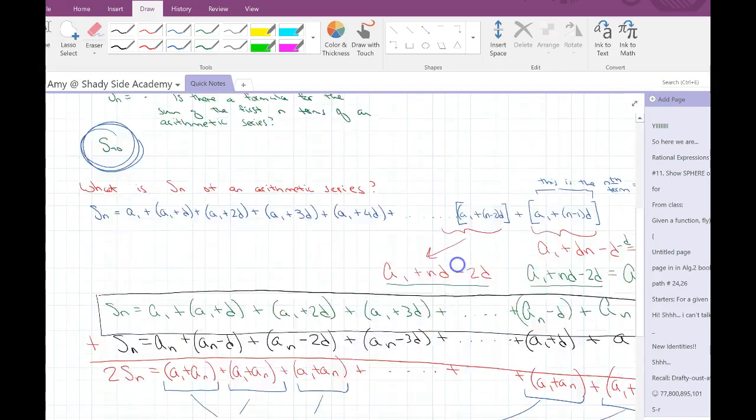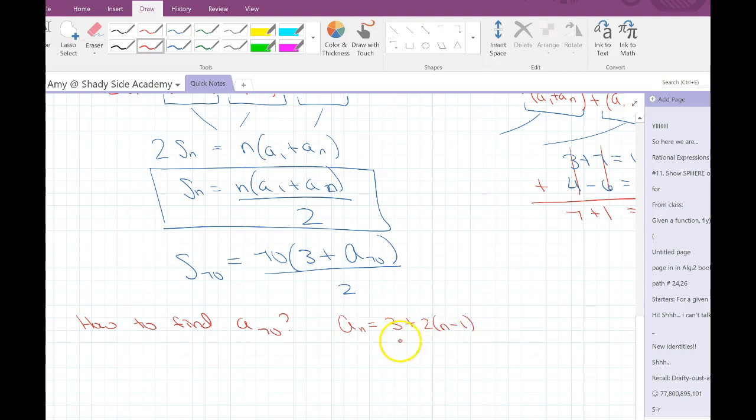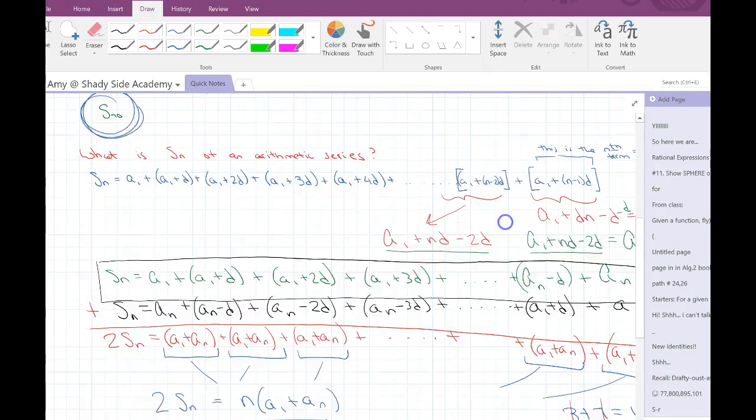A sub 1 was, what is it? 3, plus we need the 70th term, all over 2. Okay, then the question to you is how to find a sub 70? Well, that is an old question from the days of sequences, which was yesterday. For an arithmetic sequence, we know that a sub n equals 3 plus 2 times n minus 1, because the constant difference here was 2, is that right? Yes, okay.